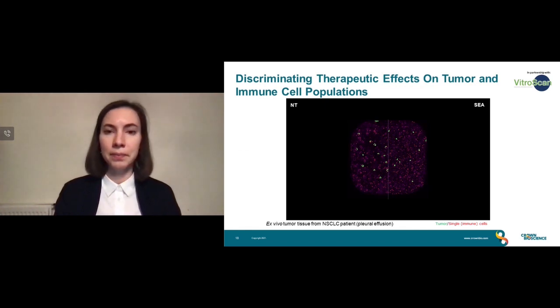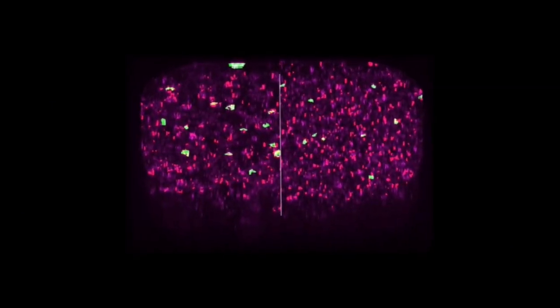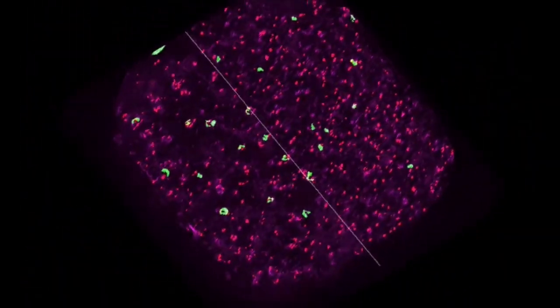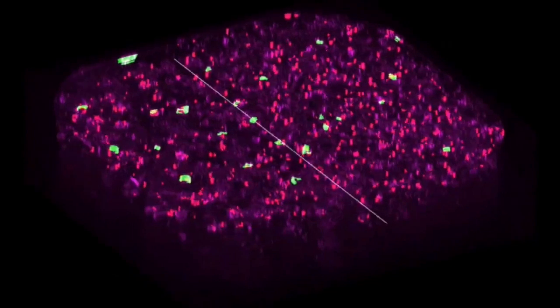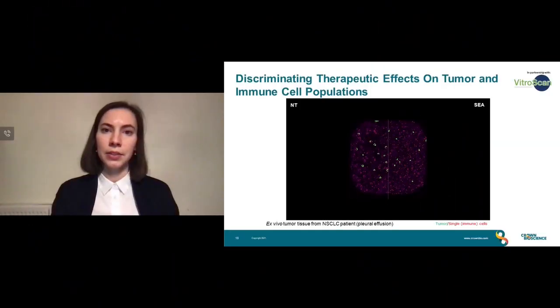On this video, you can see a comparison. Cells fractions increase. We can see this again on the video that red are single cells and tumor clusters are represented here in green.